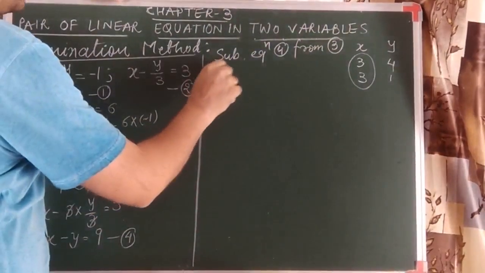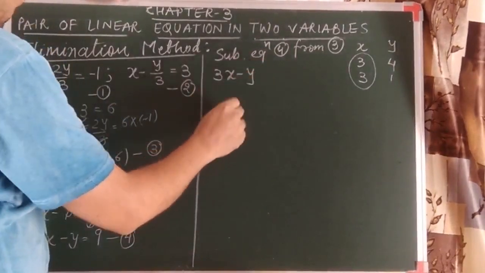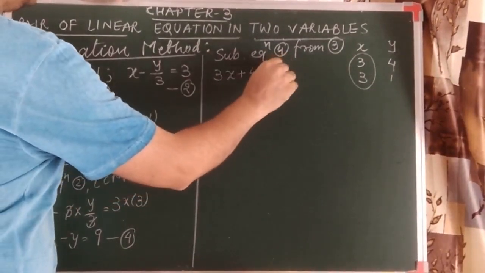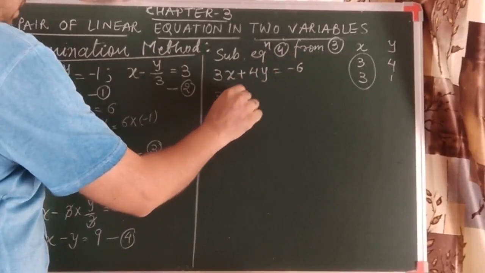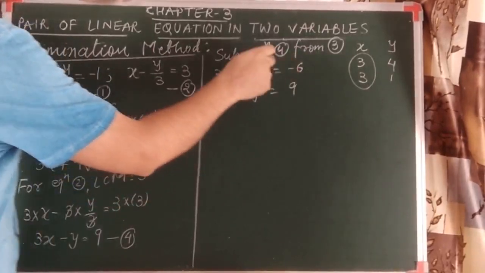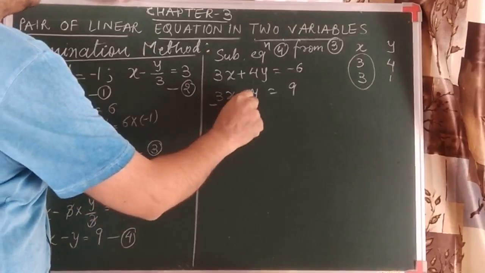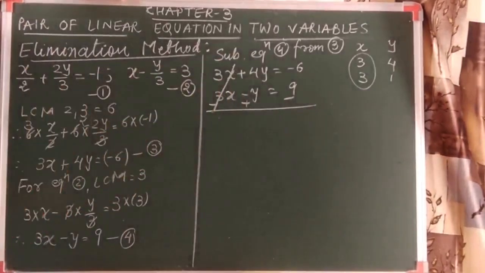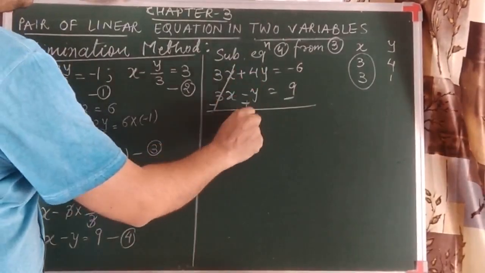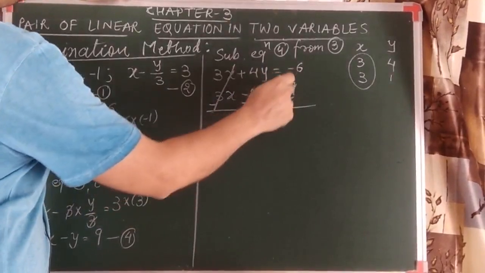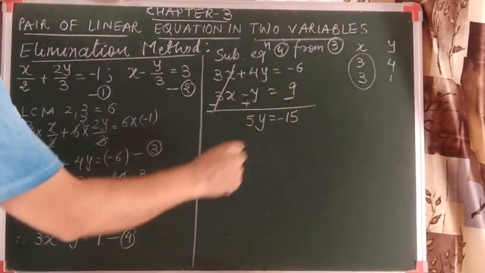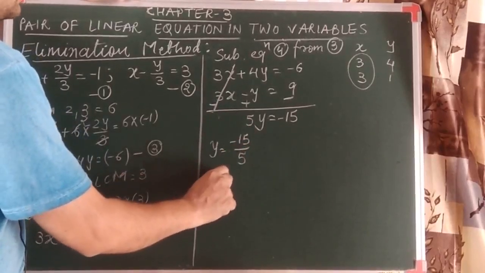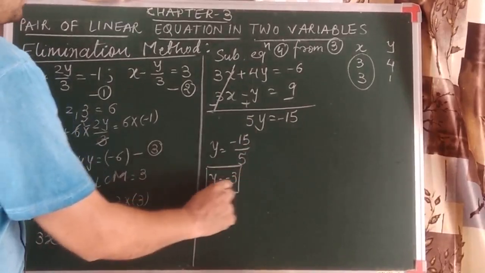So it is 3x plus 4y is equals to minus 6, sorry, I have to write the first equation number 3, and the second is 3x minus y is equals to 9. As I have written subtraction, I have to change the sign of all the terms of the second equation. This will be eliminated. 4 plus 1 is 5. Both are negative, so it would be addition. To get the value of y, I take 5 to the right hand side. So 15 upon 5. So y is minus 3. So we obtain the value of y.